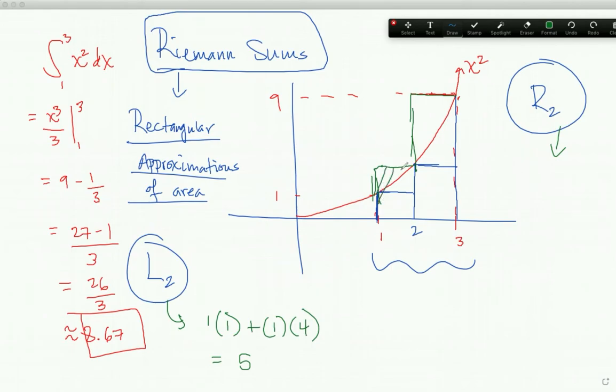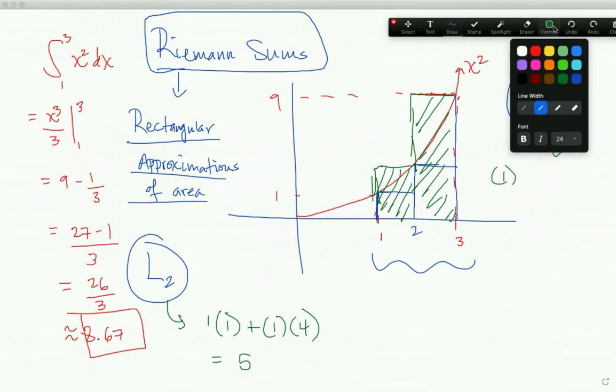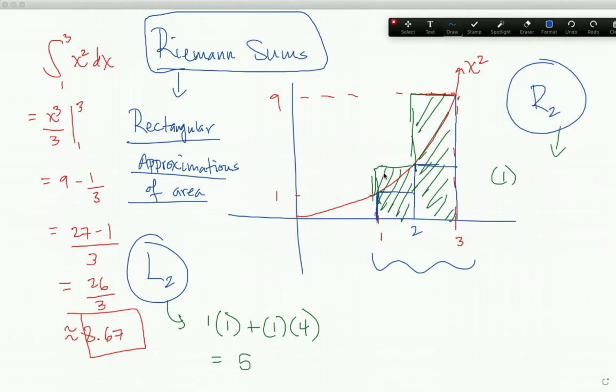1 times 9. Let's work on this one first, this rectangle. So 1 times 4. There you go. Good. And then 1 times 9. Exactly. Plus 1 times 9.